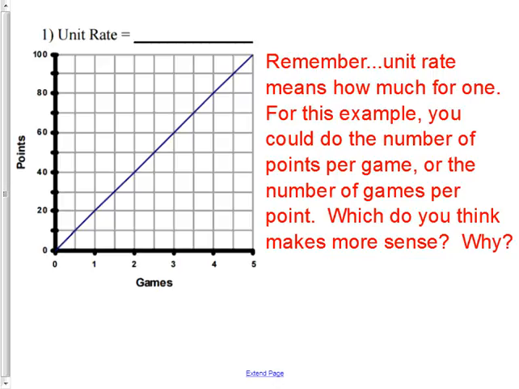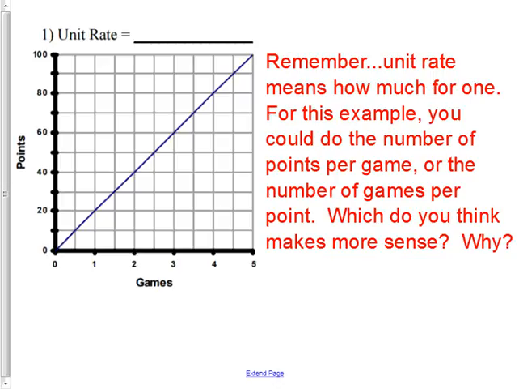So let's start with looking at a unit rate on a graph. Something to remember, unit rate means how much for one. So for this example, you could do either the number of points per game or the number of games per point. Think about which one makes more sense and why you would choose that one.